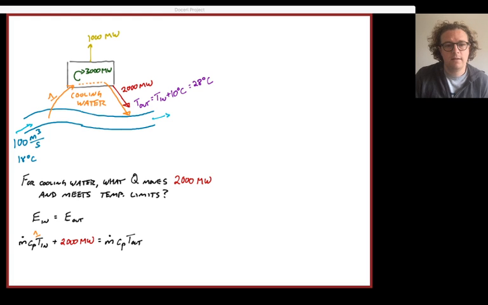2,000 megawatts is going to be leaving the power plant. I'm sort of thinking of that as an input from the uranium. And then on the right hand side, we've got the water flowing out of the power plant. So what flows out must equal what flows in plus the 2,000 megawatts that it absorbs. So that's one key equation for us.